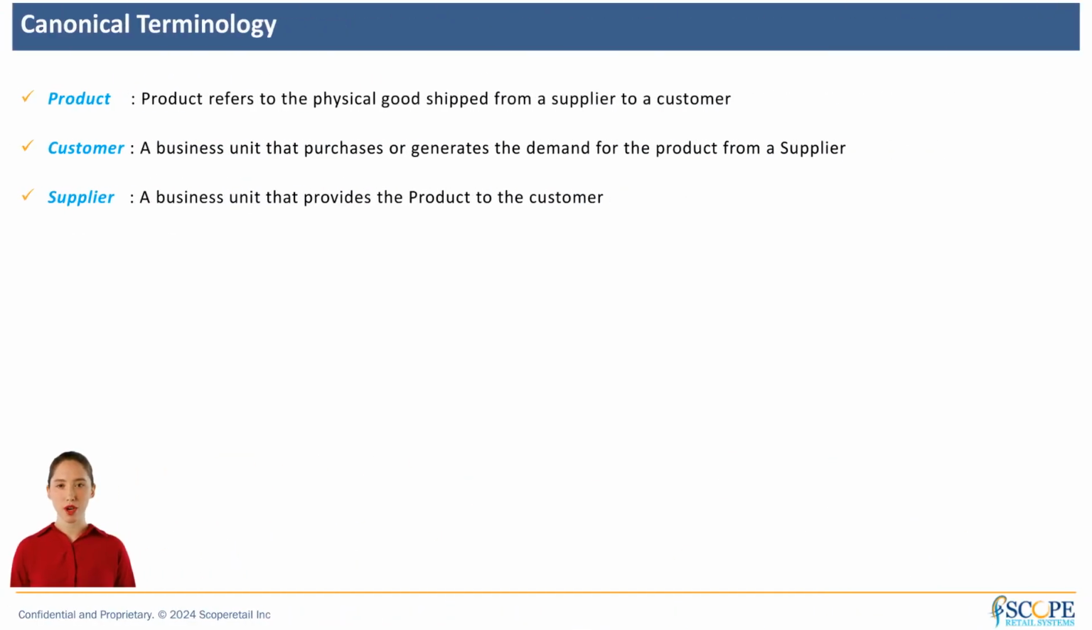Make yourself familiar with keywords used in Cosmos. Product refers to the items defined in the item file. Physical goods shipped from a supplier to a customer. Customer refers to the entity that purchases the product from a supplier. A customer can be a store, a warehouse, a wholesale, or an e-commerce customer. Supplier refers to the entity that delivers the product to the customer. A supplier can be warehouse, B2B supplier, or a store.